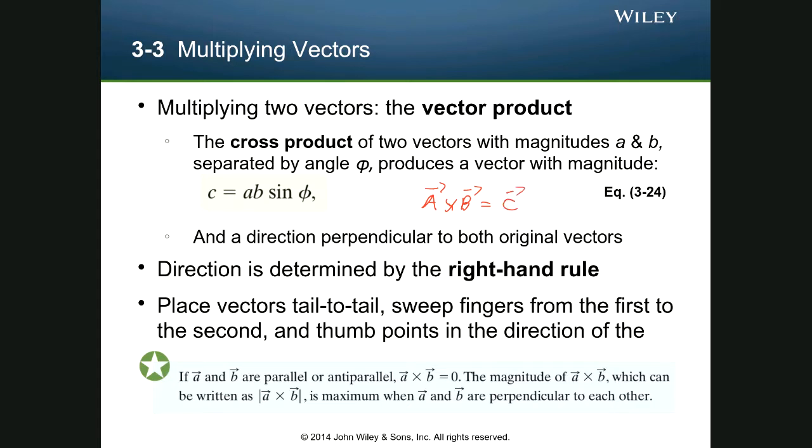Now this is more natural, but it's a little harder to do. Now again, you might look at yourself and say, well, wait a minute, this is just sine phi instead of cosine. It is, but it's a vector, so the magnitude can be this simple, it's often much more difficult, but the direction has to be determined by the right-hand rule.